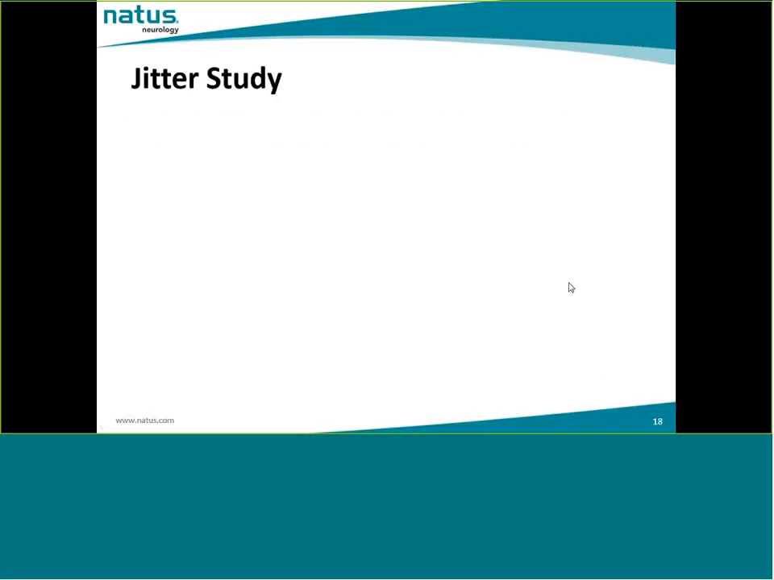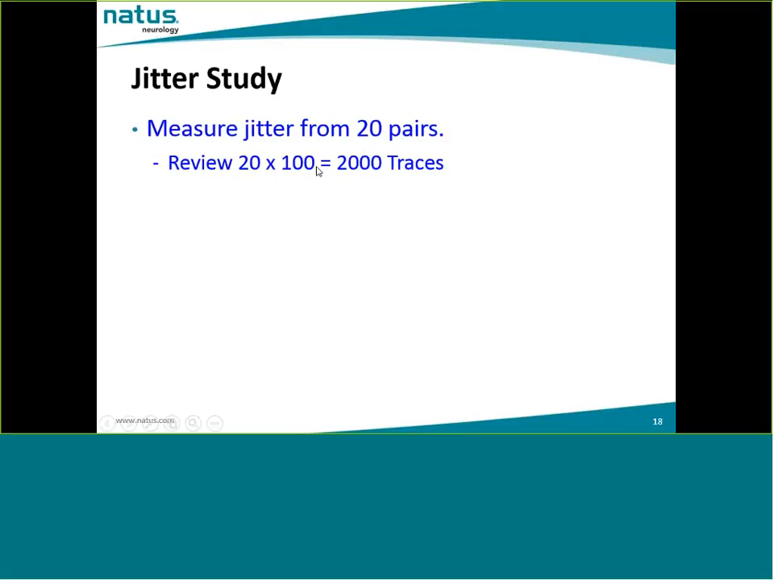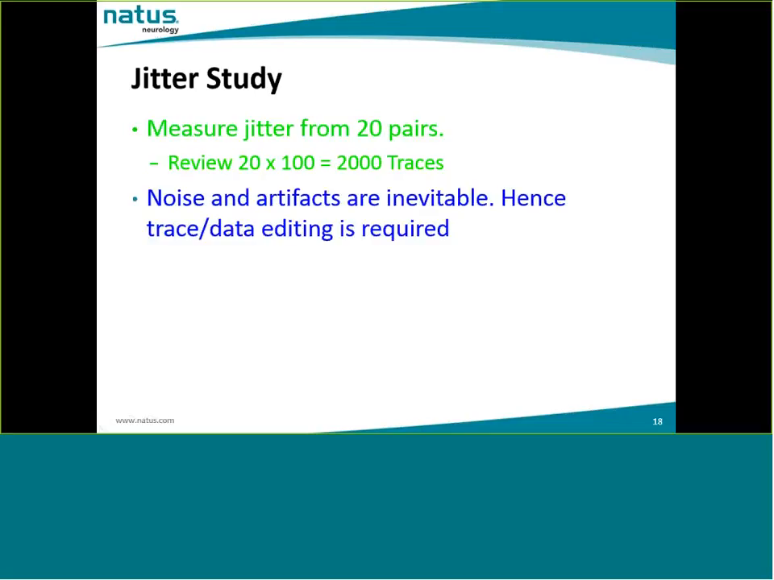Now, in a typical jitter study, we measure jitter from 20 action potential pairs. For each pair, we require 100 discharges. That means for a typical study, we need to look at 2,000 traces. Noise and artifacts are inevitable, and therefore it is necessary to review these traces and data.